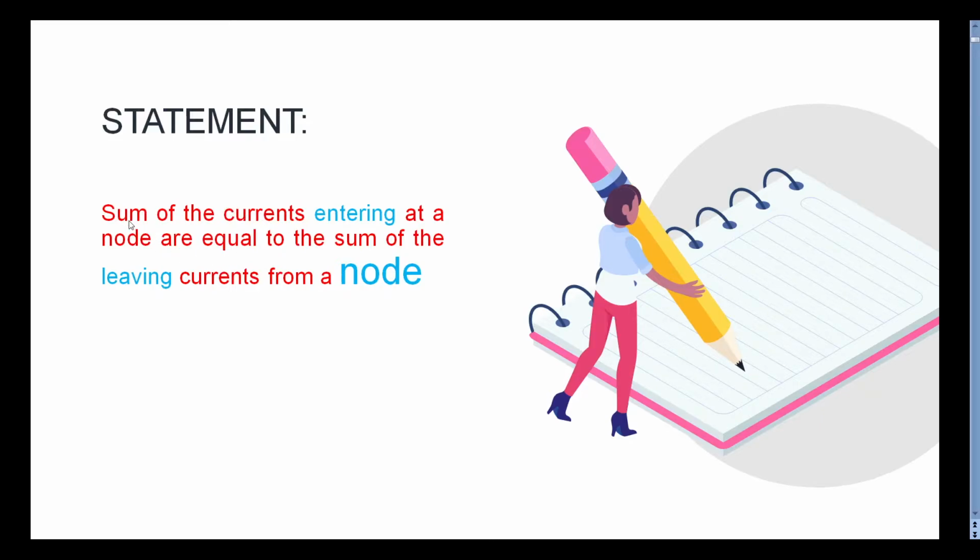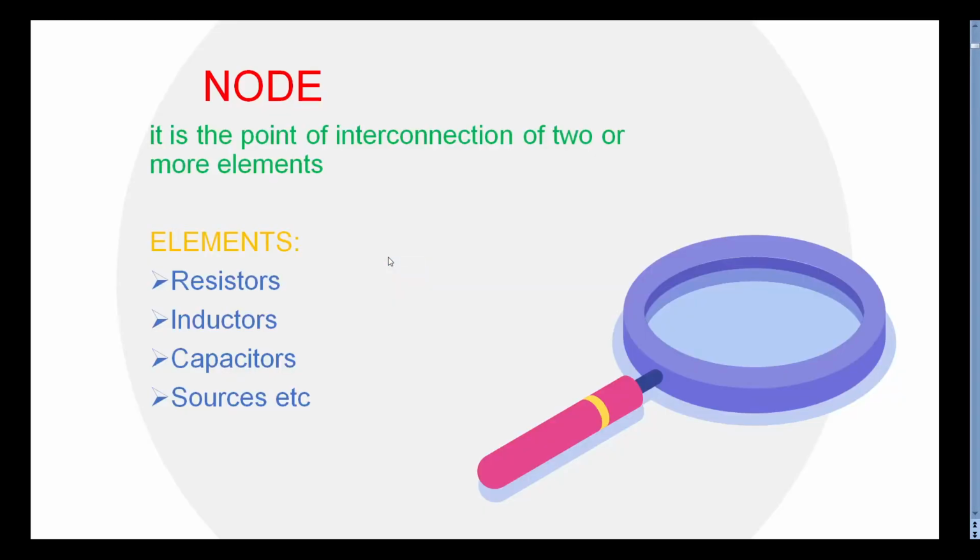Once again, I am reading. Sum of the currents entering at a node are equal to the sum of the leaving currents from a node. Okay, this node is a very important point. What is the definition of node? It is the point of interconnection of two or more elements.